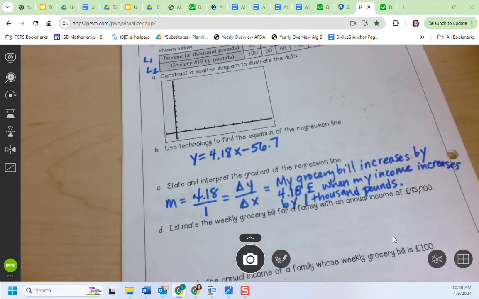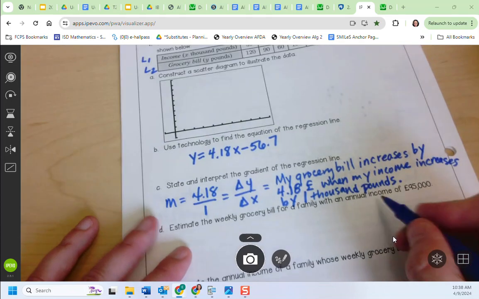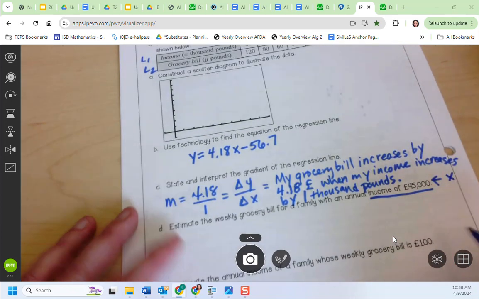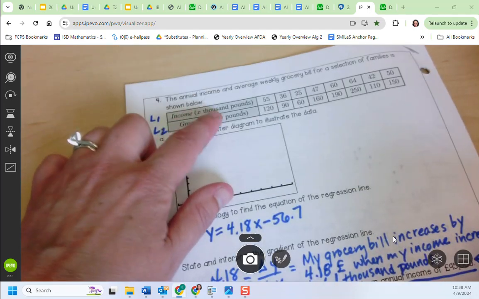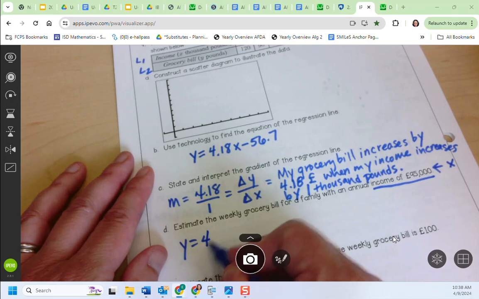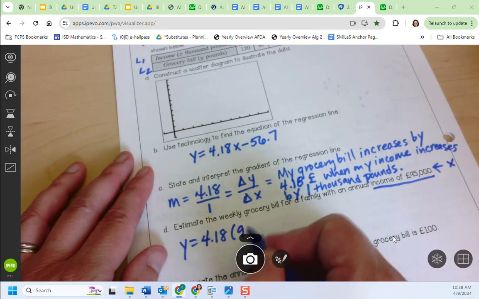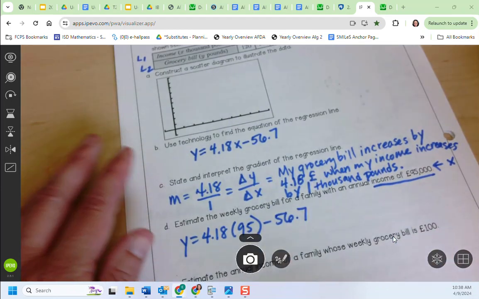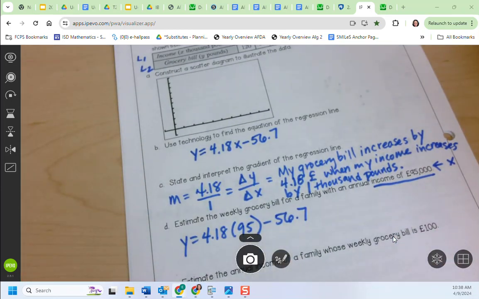95. Okay, so because this is income, this is going to go for X, but we're just going to use 95 because 1,000 is part of the problem already. So I'm going to write y equals 4.18 times 95 minus 56.7. All right, go ahead and do that and find the grocery bill, and then if you're working ahead, you can do the next one.